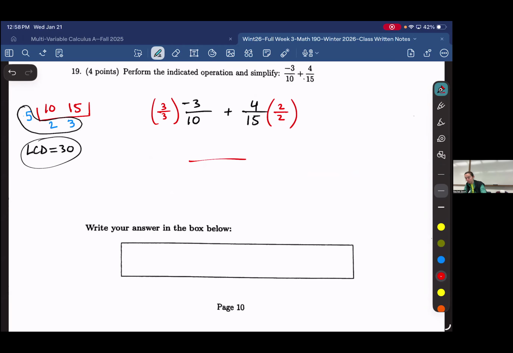So now the denominator is 30. We can bunch it up into one fraction. 3 times negative 3 is negative 9. 4 times 2 is 8. Negative 9 plus 8 gives you negative 1, so our final answer is negative 1/30.